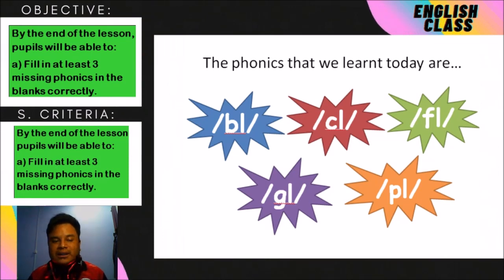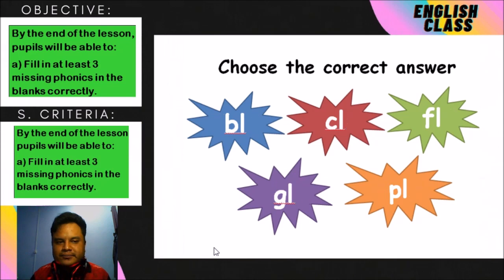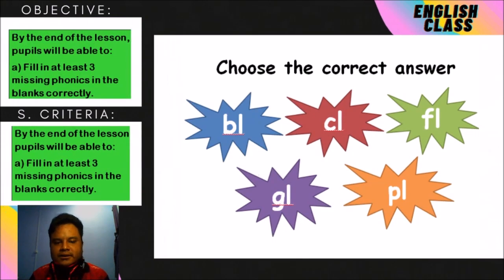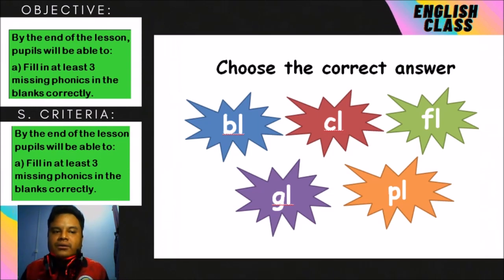So, now let's do a short quiz just to see if you understand today's lesson. Now, all you need to do is choose the correct answer. Okay, these are all the phonics that we have learned for today, the b, k, f, g, and p. Okay, I will show you a question and you will type in the comments what are the answers for that question, or you can simply just say it aloud in your home. Okay, let's start now.